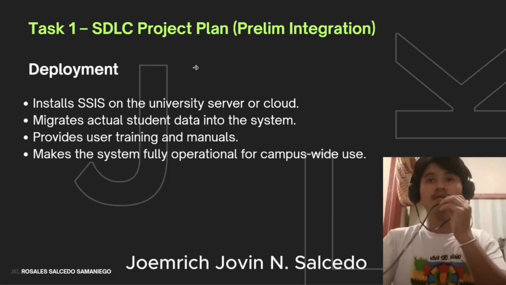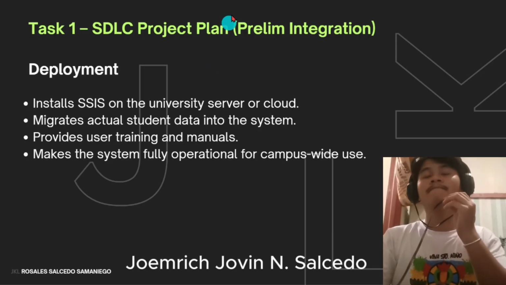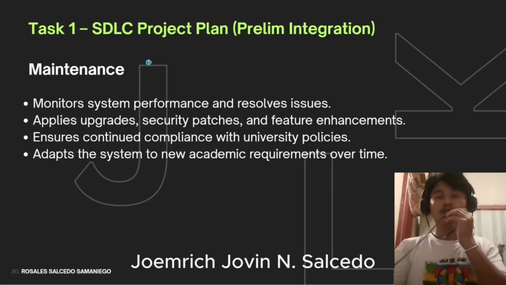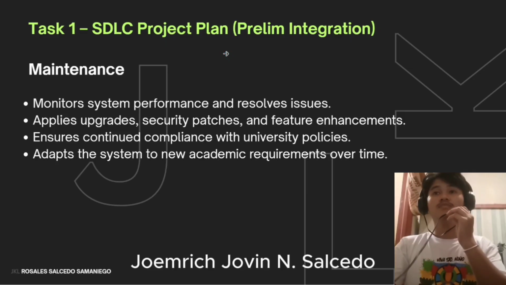And then for deployment. In the deployment phase, the system is installed on the university server or cloud, student data is migrated, users receive training, and the system becomes fully operational. And finally, the maintenance phase focuses on monitoring performance, fixing issues, applying updates, strengthening security, and ensuring the SSIS continues meeting university needs over time.